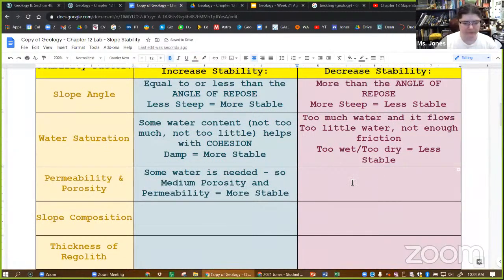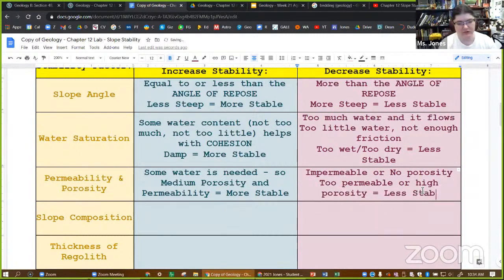Permeability. But impermeable or no porosity, or too permeable or high porosity, equals less stable. Because with no porosity, absolutely no water is able to soak in. It's just going to wash off the top and create a flood. If too much water is able to soak through, the water just goes straight through and there's not enough moisture. So you need a little bit of porosity and permeability so that water can slowly soak in.